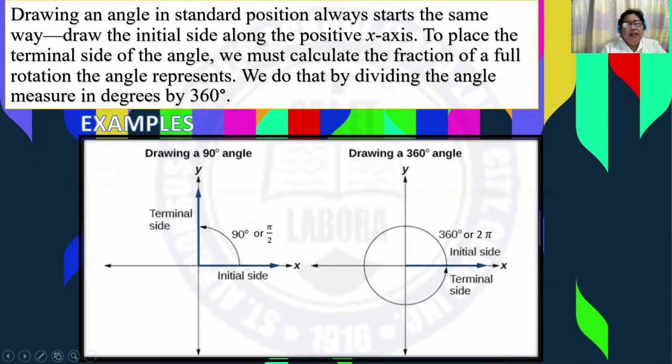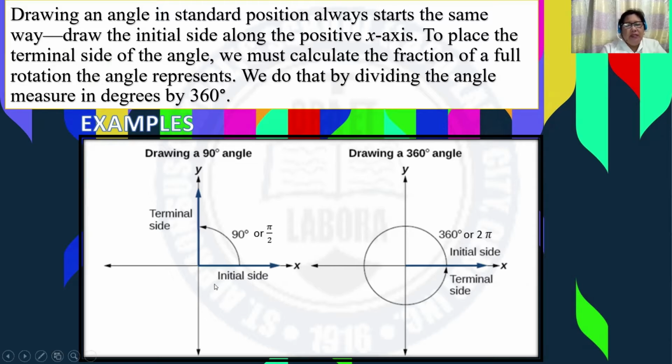Now, drawing an angle in standard position always starts the same way: draw the initial side along the positive x-axis. To place the terminal side of the angle, we must calculate the fraction of a full rotation the angle represents. We do that by dividing the angle measured in degrees by 360 degrees.